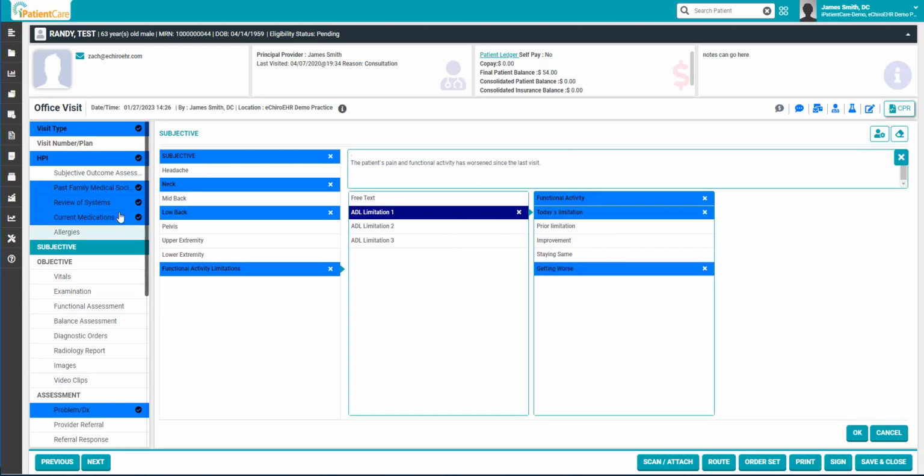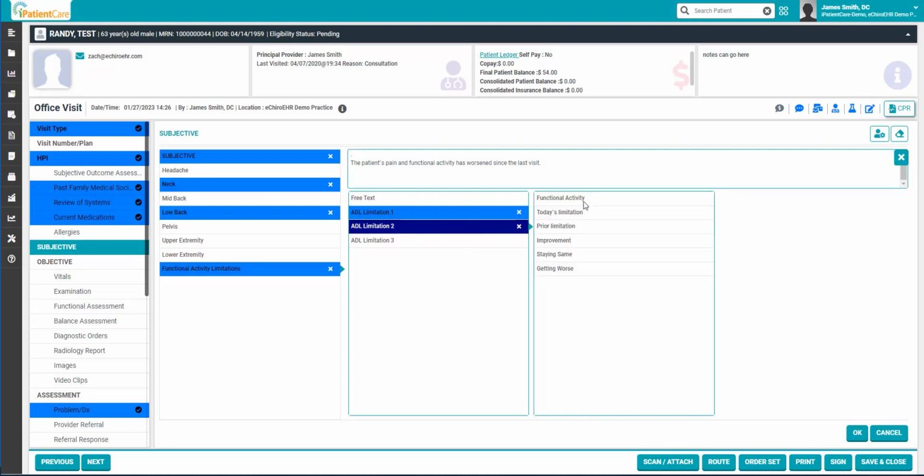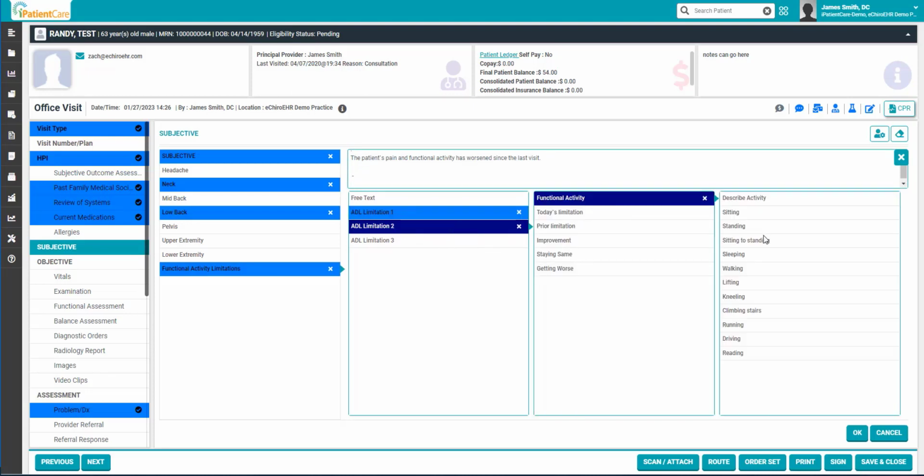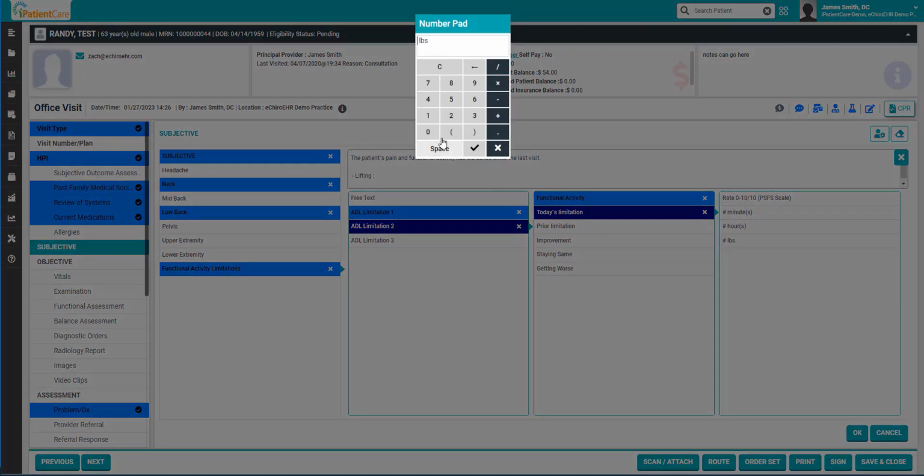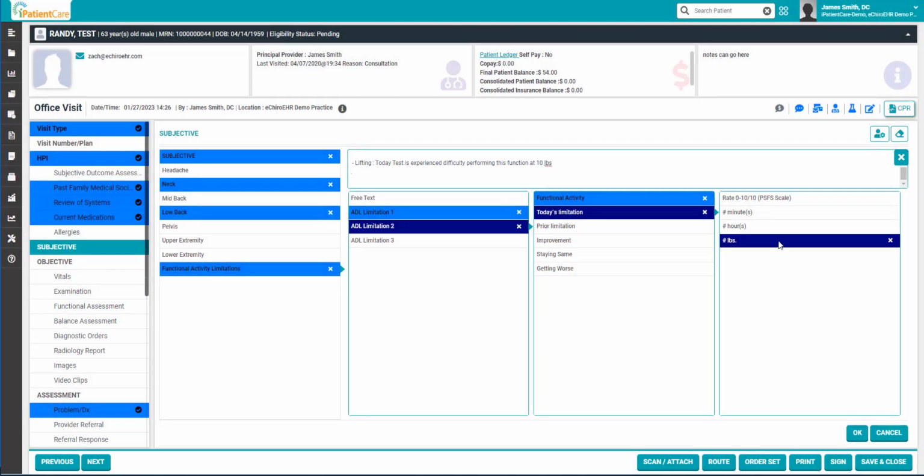And of course, we're talking about an initial visit here, and so we don't have anything to go on previous to that. And let's say that we've got functional activity of lifting. As we said, the patient has low back pain. That limitation today, in terms of number of pounds, is 10 pounds. And so we've established that as limiting factors for the patient in addition to their chief complaints.